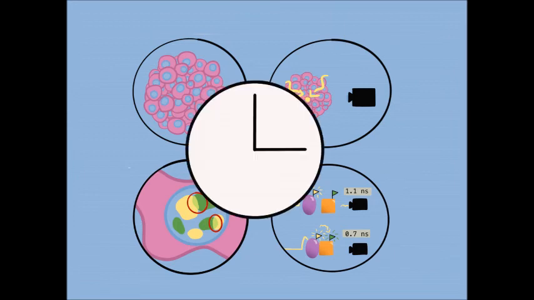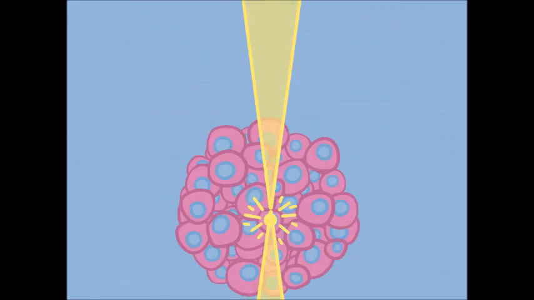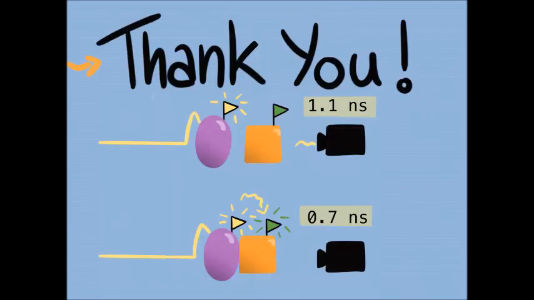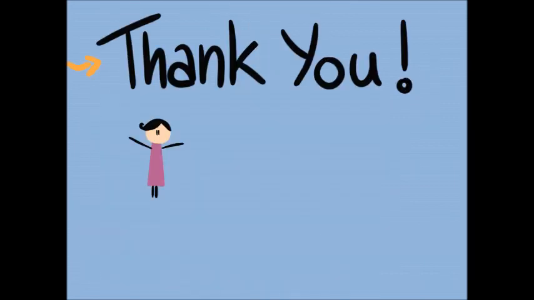However, this technique can be quite slow, limiting the amount of drugs you can test and minimizing your statistical certainty. We'll speed up the process by focusing 6 beams of light onto the spheroid at once, allowing us to capture images 6 times faster, leading to more rapid development of cancer treatments. So it turns out that by using the lifetime, we just might increase someone else's lifetime.